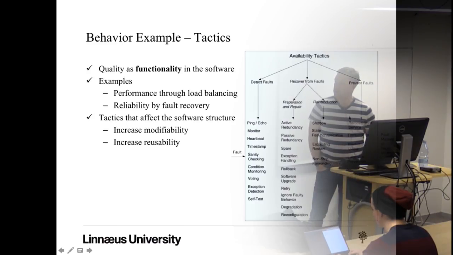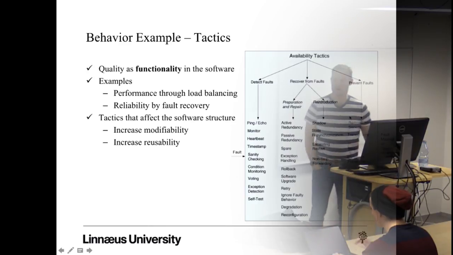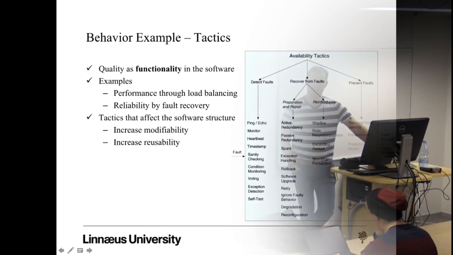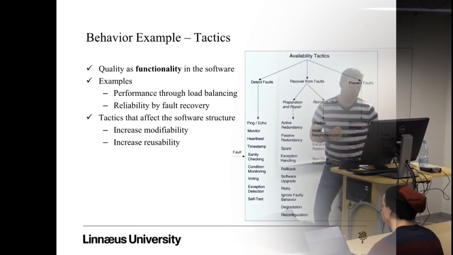Preventing faults is a little bit more challenging. If it's a hardware fault, I don't really see how you can do that. If it's a software fault, there are ways of doing it, but we don't need to talk about that here. So you see that the structure enables or inhibits, but we can add behavior, add functionality to the system to support various qualities.